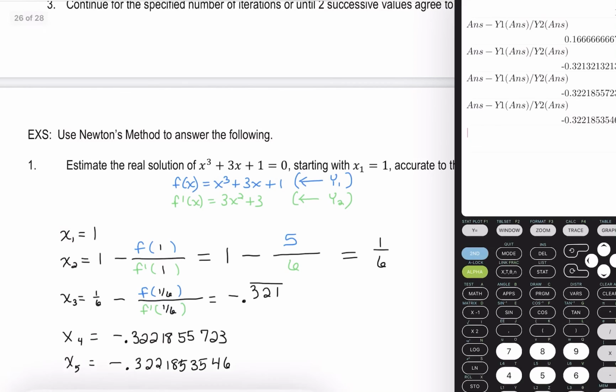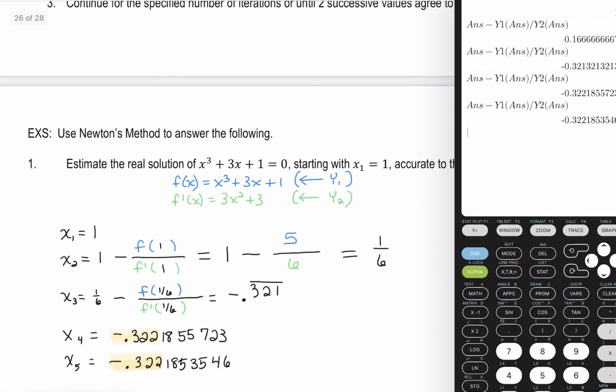In this problem, we were told accuracy to the nearest thousandth. So that means we need agreement to 3 decimal places. So I didn't yet have agreement to 3 decimal places when I was at x3 to x4, because that was 0.321 and then negative 0.322. But now between x4 and x5, I definitely have agreement, let's say, to 3 decimals.